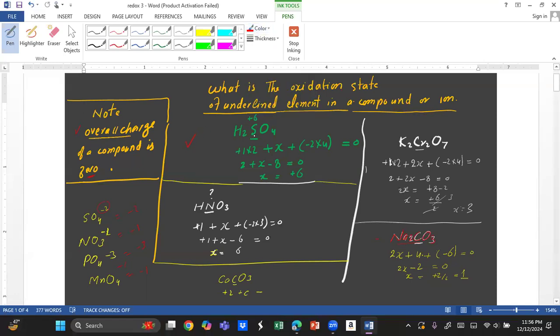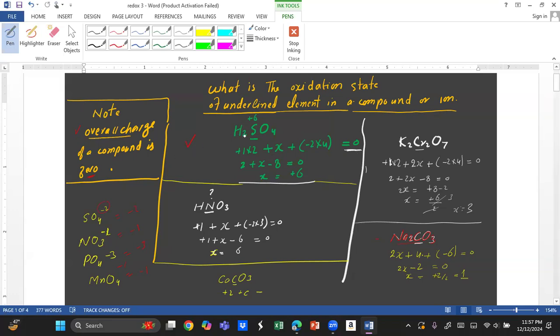So for example, we are asked what is the oxidation state of sulfur in sulfuric acid. First of all, we will write equal to 0 because the overall charge of a compound is 0. Why am I telling you again and again that first you should check whether the compound is neutral, whether it is ionic or whether it is covalent? So whenever we know the oxidation states of all other elements except one, just make it 0 overall.